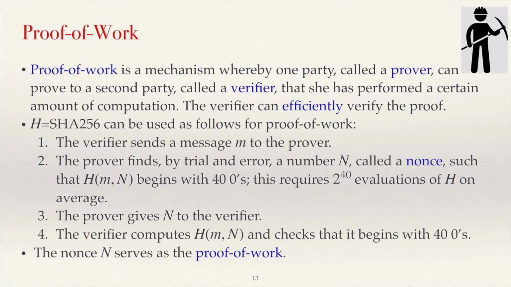Notice that the prover performs 2 to the 40 hash function computations on average to find a nonce. On the other hand, the verifier performs only one hash function computation to verify the nonce. So the nonce is the efficiently verifiable proof that the prover has performed a certain amount of work, in this case 2 to the 40 hash function computations on average. Of course, the number 40 can be replaced with any number L to prove that one has performed 2 to the L evaluations of the hash function on average.